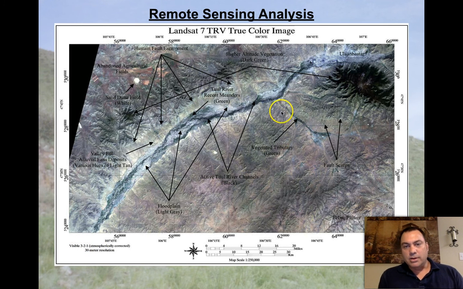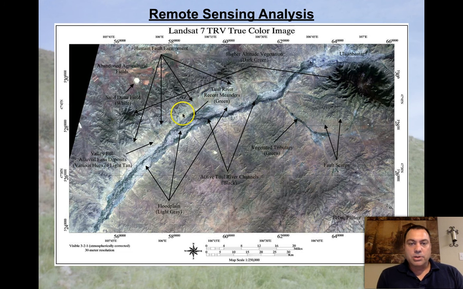We see a vegetated tributary. We see floodplain that is light gray, and it's of course a meandering stream of the active Tuul River channels. Whenever you have meandering streams in mountains, that usually means that the stream is located below its base level. So it's being lowered below where it's stable. This is kind of a telltale sign of fault activity just in the river itself.